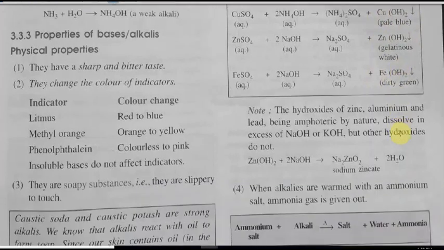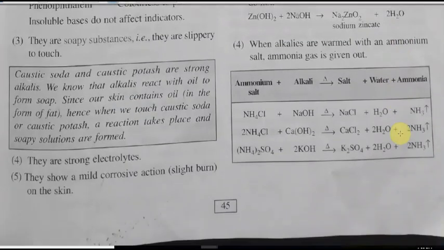Going on to next point, point number 4. When alkali are warmed with ammonium salt, ammonia gas is given. This is ammonium salt and this is alkali and ammonia gas is produced. In fact, these are the methods students you will need in ammonia chapter and these are actually used to prepare ammonia gas in laboratory or elsewhere.